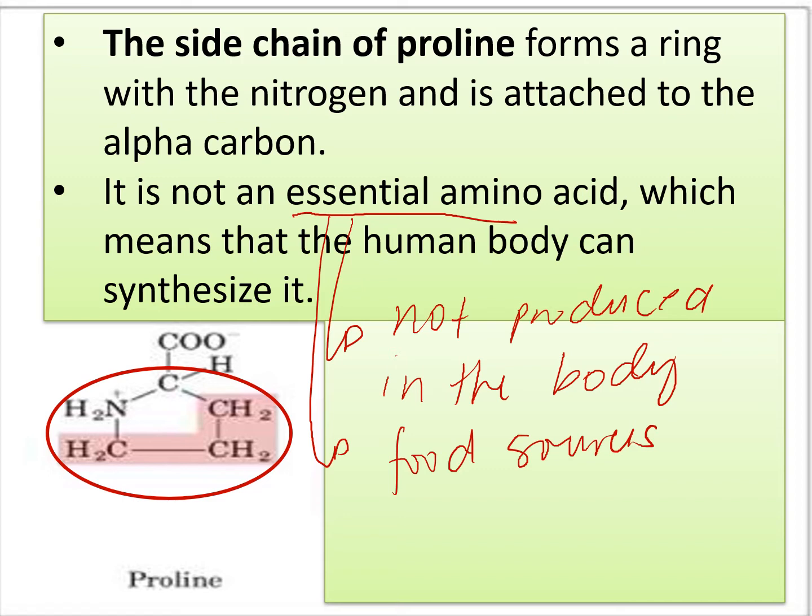But in this case, your proline can be synthesized by the body, or the body has the capability to produce proline. Hence, proline is not considered an essential amino acid. Again, proline is not an essential amino acid because the body has the capability to produce proline. Later on, I will provide the essential and non-essential amino acids in the succeeding slides.